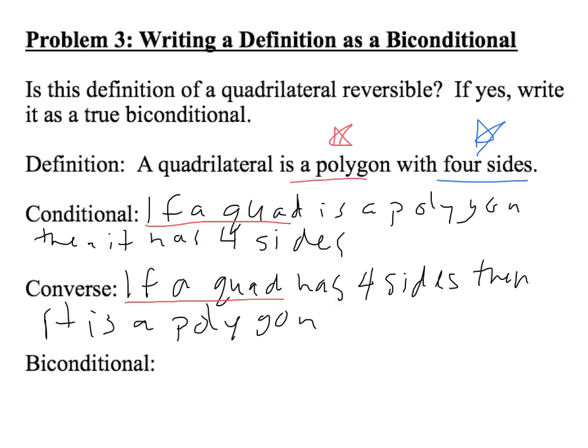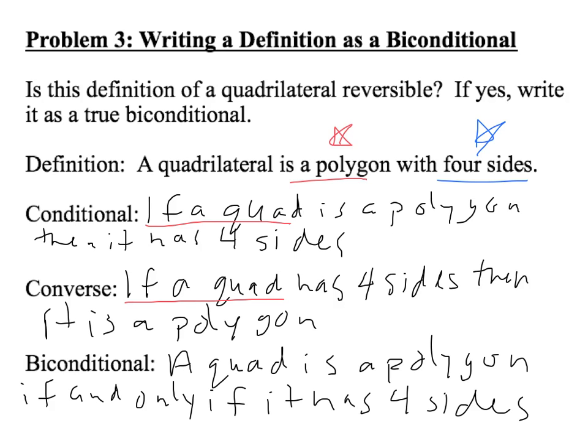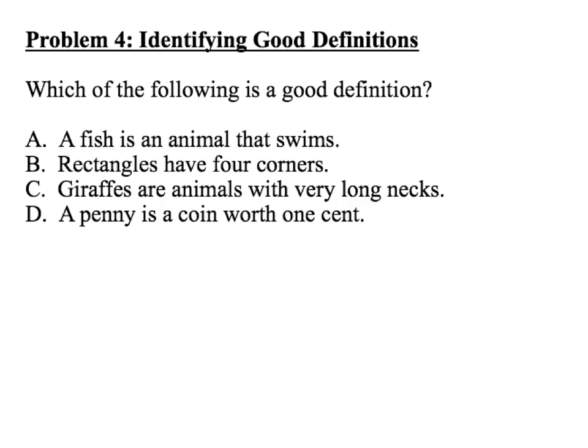So now try writing that biconditional statement. So the biconditional statement could say something like, a quadrilateral is a polygon if and only if it has four sides. Since both conditional and converse were true, you can write the biconditional statement. Now it says, which of the following is a good definition? Remember, a good definition has to be precise and only can mean that thing.